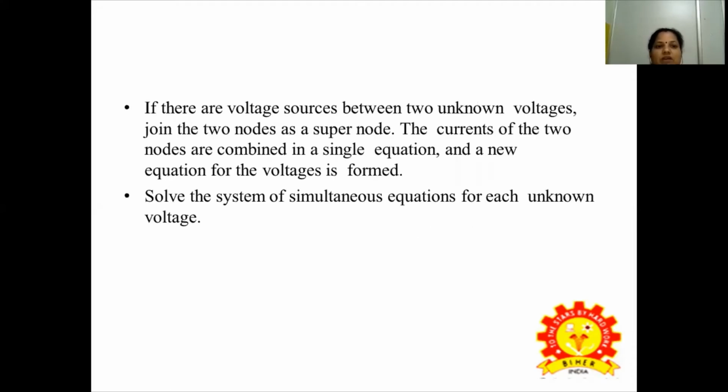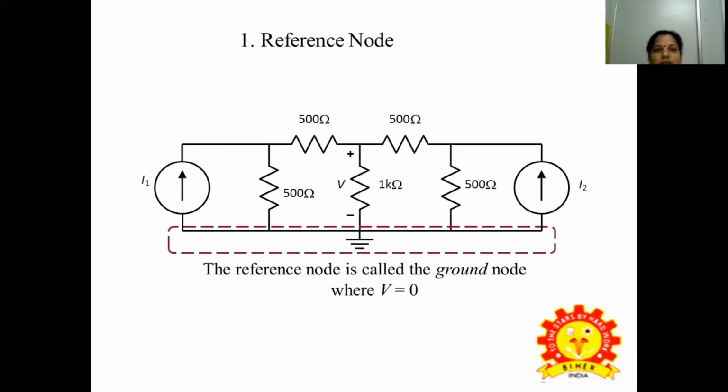If there is a voltage source between two unknown voltages, join the two nodes as a supernode. The currents of the two nodes are combined in a single equation and a new equation for the voltage is formed. Then solve the system of simultaneous equations for each unknown voltage. This is an example of nodal analysis.